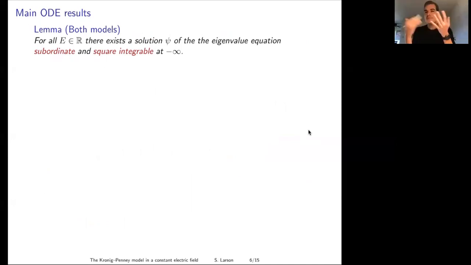And this is the reason why I chose F to be positive. So towards minus infinity, we always have subordinate solutions, and they are always L2 integrable. So nothing interesting happens towards minus infinity. I even think these solutions are probably exponentially decaying, and everything behaves very nicely towards minus infinity. So everything interesting happens at plus infinity.